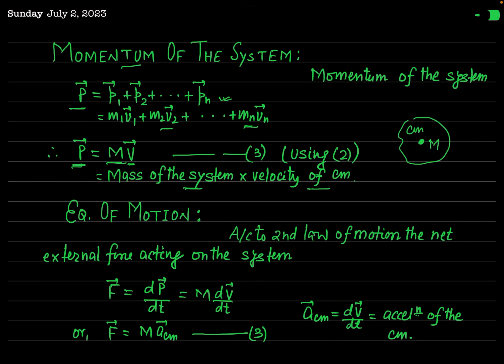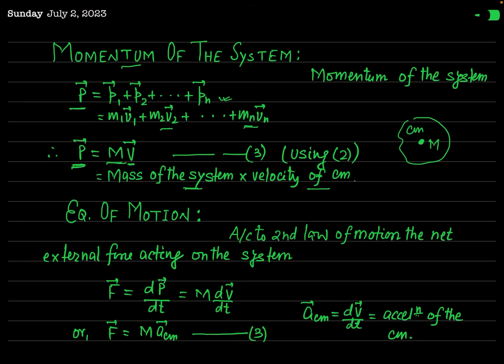Okay, now after getting the momentum of the system, you can apply Newton's second law of motion for dealing with the dynamical problem, to write down the equation of motion of our system. So in case of a system of particles, if your aim is to write down the equation of motion, you do not have to think about the individual particles, but only about the center of mass, because the center of mass represents the whole system. As you know, according to Newton's second law of motion, the net external force acting on the system is equal to the rate of change in momentum of our system.